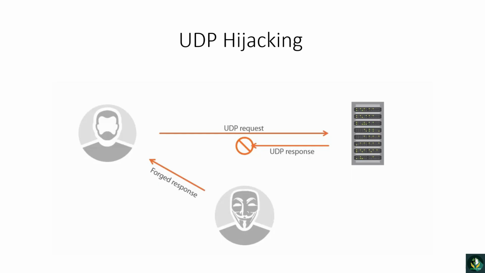So let's take this as an example. I say the victim sends a UDP request to the server. So we're going to bring the attacker in. After bringing the attacker in, and because the server has a chance to respond with its own UDP packets, the attacker is going to forge a response to the victim.